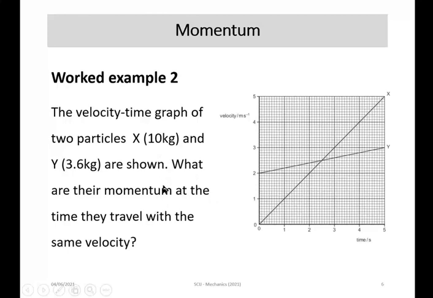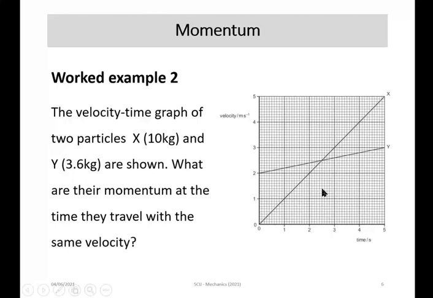So the first thing we need to do is to go to the graph and look for the time the two are traveling with the same velocity. At the beginning of the journey, particle x was at rest, about to start moving, while particle y was already moving with a velocity of 2 meters per second. Then we keep on going until we get to this point.